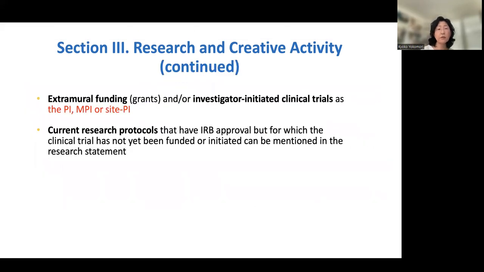And then the latter half of section 3 is the extramural funding, and then also the clinical research, clinical trials. One thing I wanted to mention was that some clinical faculty members sometimes list IRB approval, which is not necessarily funded or come with the clinical trial yet. I know this is a lot of work, but please don't list those in this section 3. You can list this in your creative activity statement, and you should.